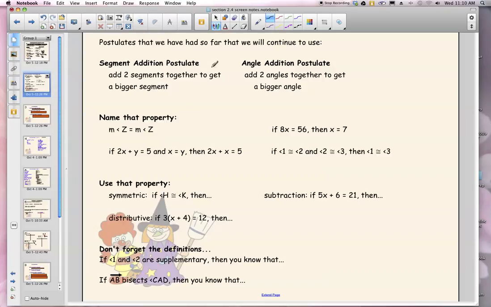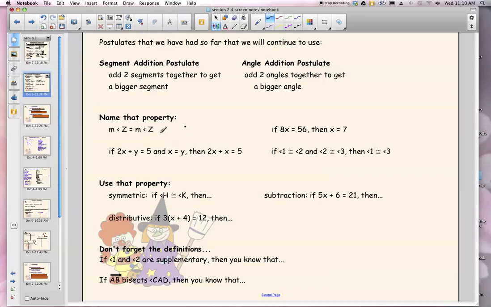We've talked about the segment addition postulate and angle addition postulate in past sections. If you need to review those, you probably should go back and do that. They should be in, I believe, section 1.5 and 1.6. That's what allows you to say that two segments go together to make a bigger segment or two angles go together to make a bigger angle. Okay, so here's some example problems.